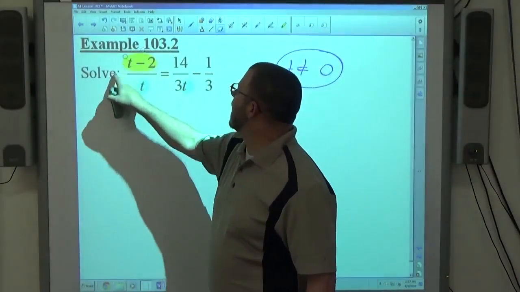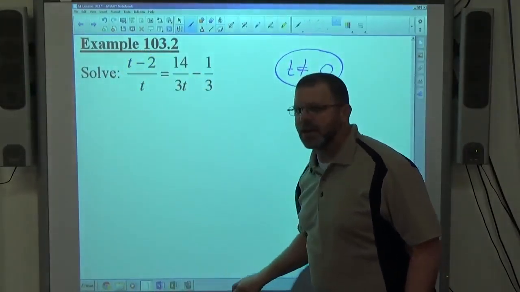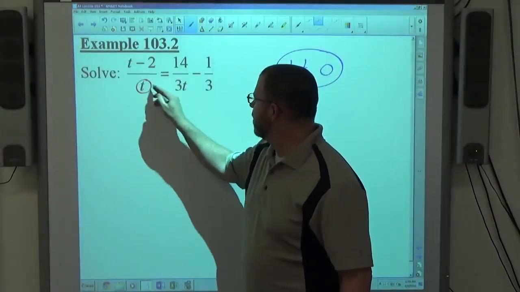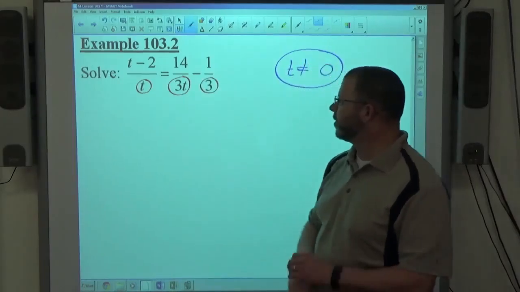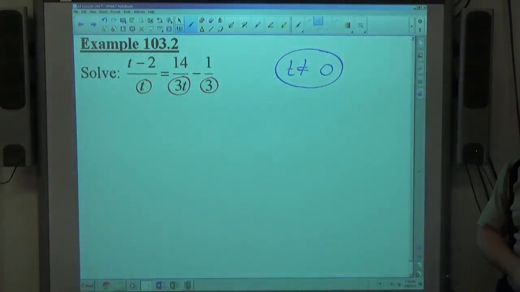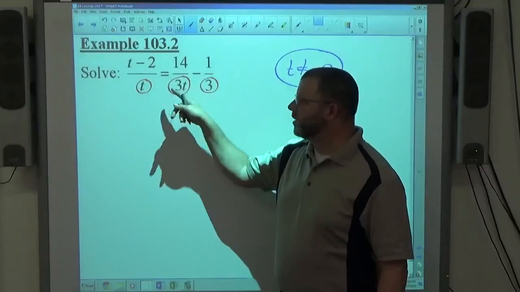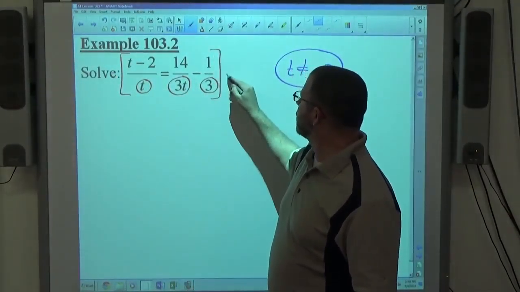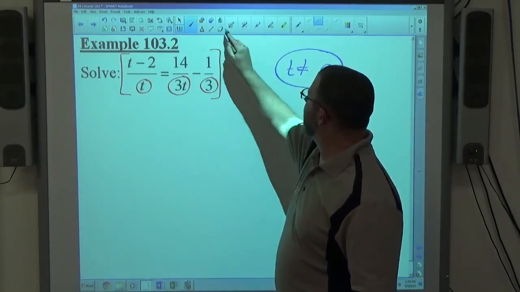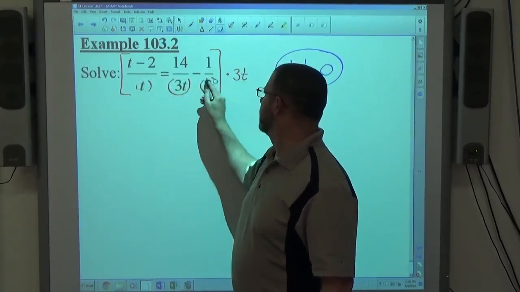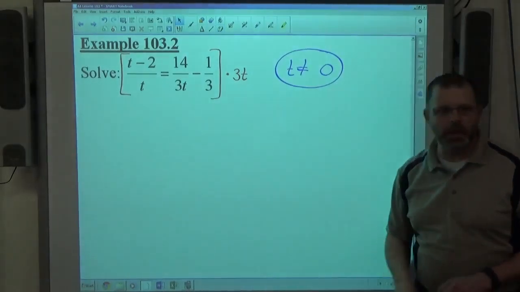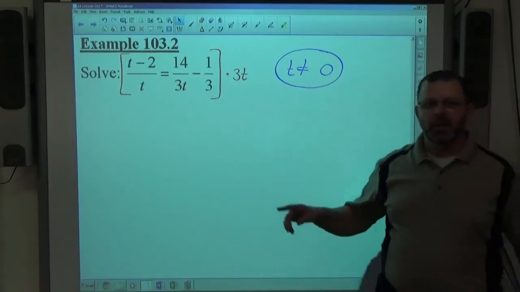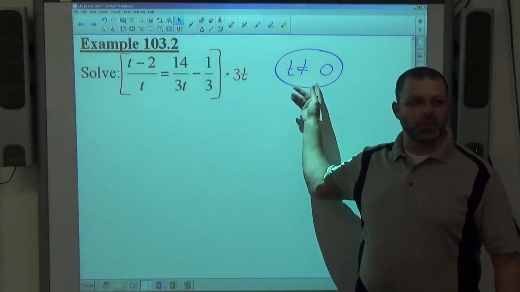Now, this problem has a similar structure to the last one, the fact we have fractions in it. The fractions have denominators of t, and 3t, and 3. What's the least common denominator of those? 3t. 3t, very good. The factors are 3 and t, both to the first power is the highest power. So the least common denominator of these fractions is 3t. And just like before, I recommend getting rid of fractions.